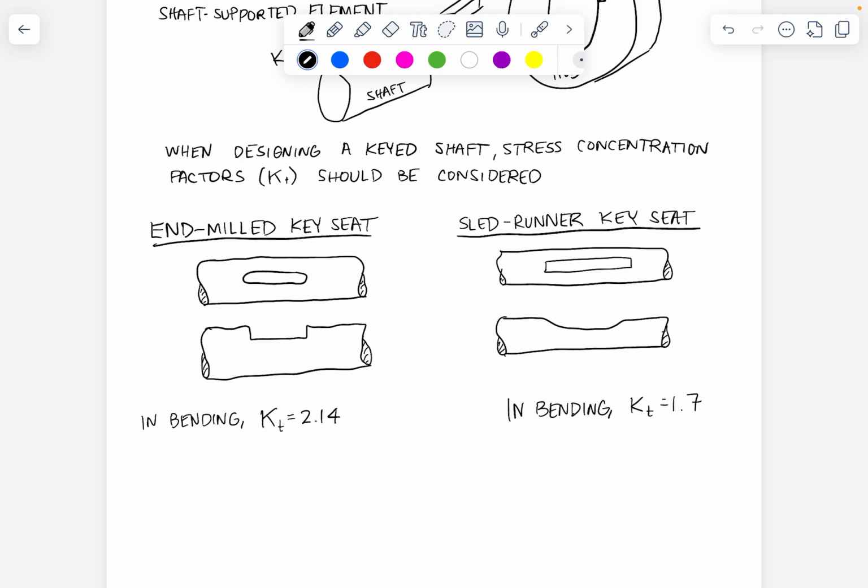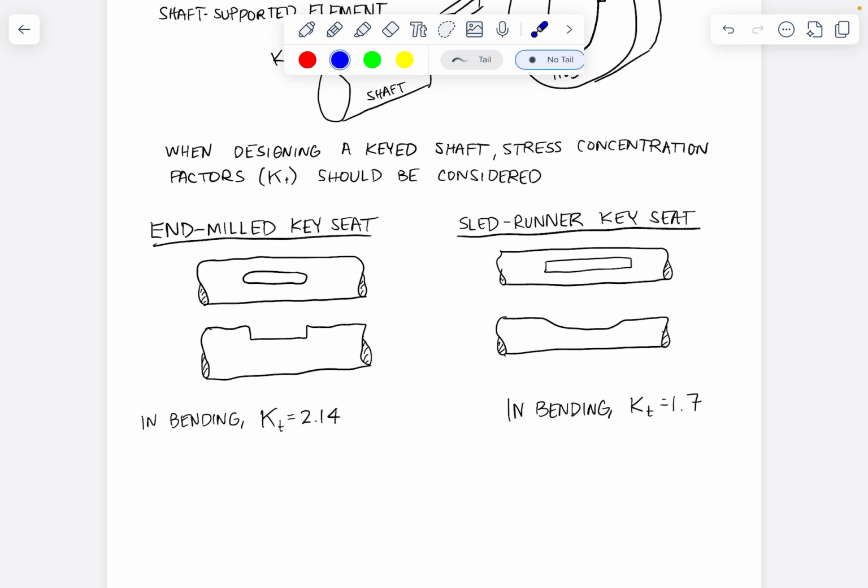Okay, so that's a 20% difference maybe between the two. That is fairly significant. And so if you are finding that you have too high of a stress concentration at one of the edges of your key seat, it may be worth moving from something with these sharper edges to something like a sled runner with more rounded edges. Again, that's going to increase your manufacturing cost, and so that needs to be weighed against the gains that you'll make by reducing stresses in that location.